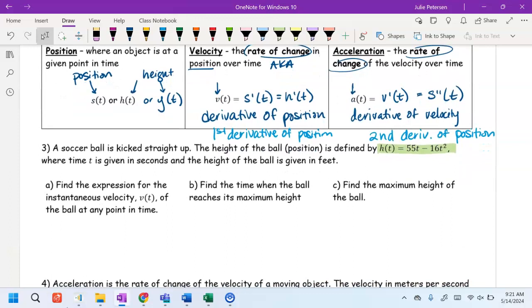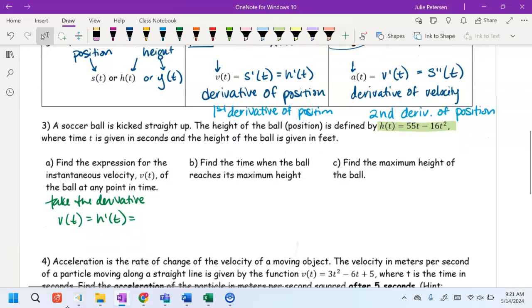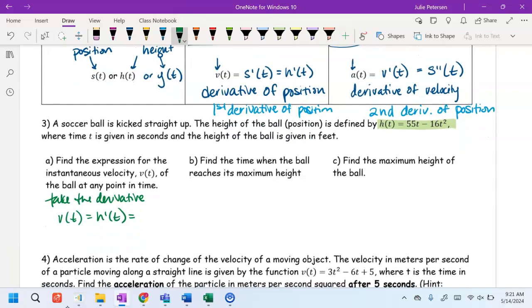All right, so A first says, find the expression for the instantaneous velocity of the ball at any point in time. So all we're doing here is take the derivative. So I'm going to go ahead and take the derivative. And so I'm going to say the velocity, which is the derivative of the height function. And then I'm just going to go term by term. 55t becomes 55. And negative 16t squared, I'm going to bring that power of 2 out. Multiply it times negative 16 is minus 32t. All right, so this is the function that represents the velocity at any time.